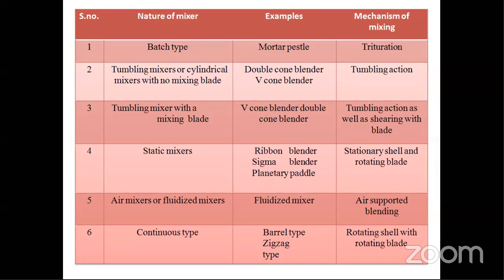Next is the continuous type. In the case of continuous type, we have to use special mixers. They are called the barrel and the zigzag. They maintain the continuous process of mixing. In the case of barrel type, it consists of baffles, and the zigzag type consists of no baffles, only a zigzag motion instrument which is automatically rotated after giving the materials into the continuous type. So it is a rotating cell with a rotating blade.